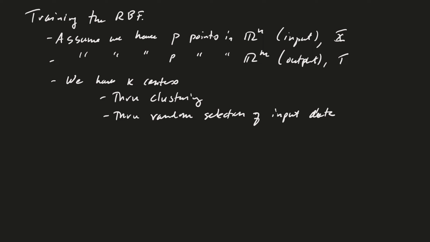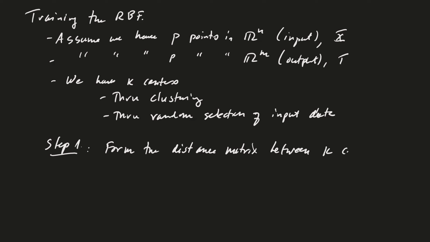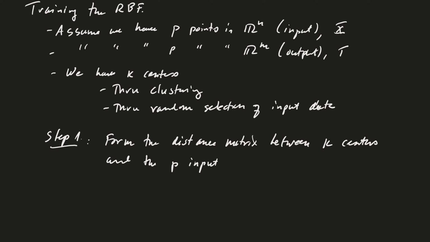Okay, and so what is exactly the problem that we're trying to solve here? So step one, form the distance matrix between the K centers and the P data points. Actually, it's not going to really be P points, right? Because normally we would be running this on a training set. So we'll just assume that there's P points in the training set.